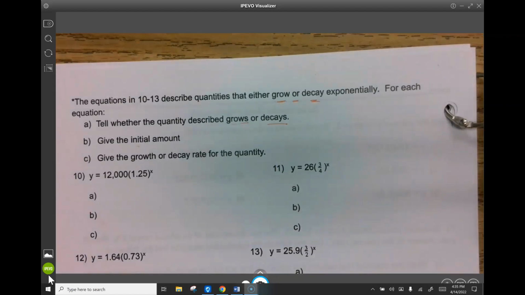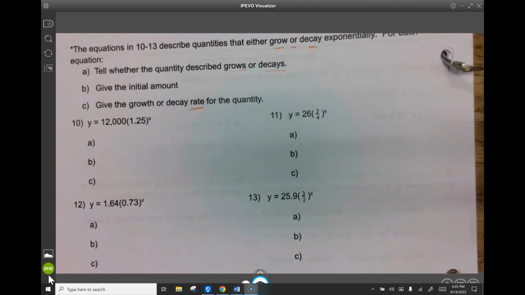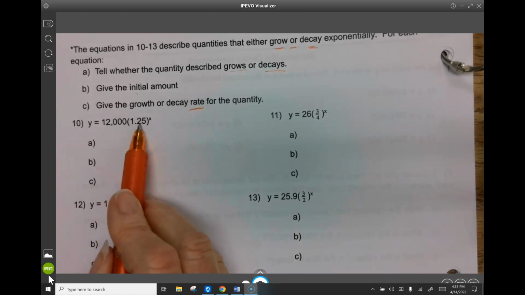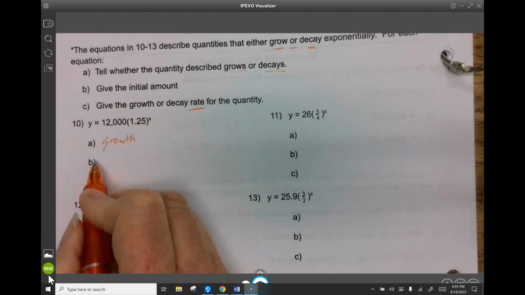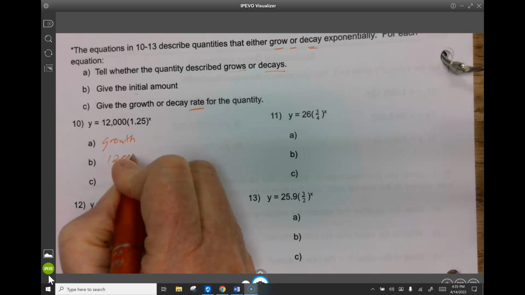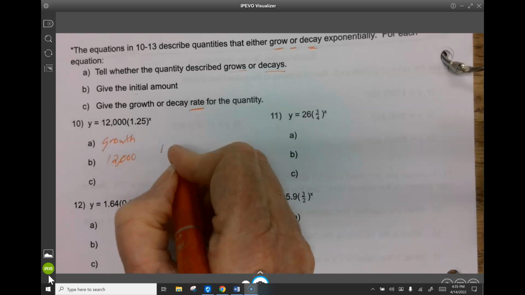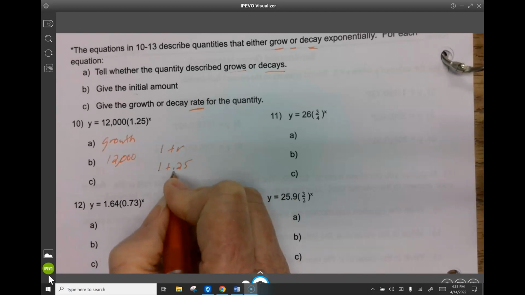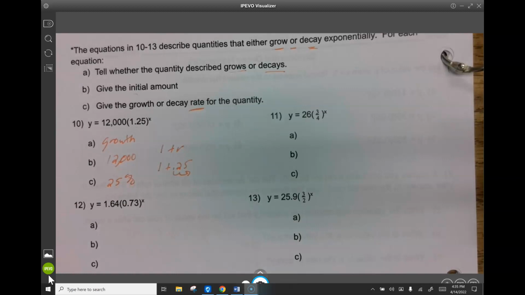I want the rate. Okay, so here we go. I'll do a couple of them. Look at this. Is this more or less than 1? It's more than 1, so this is a growth. What's my initial amount? That's A, 12,000. What's my rate? Well, remember, a growth is 1 plus the rate. So this is 1 plus 0.25. So what's my rate? Move the decimal point 2 places. I get 25%. See how that works?